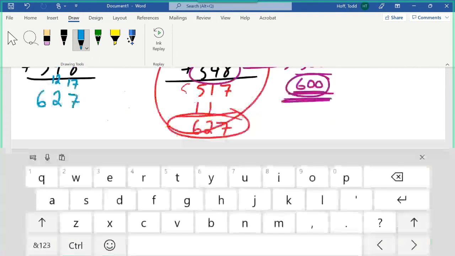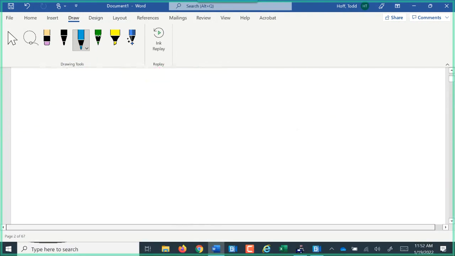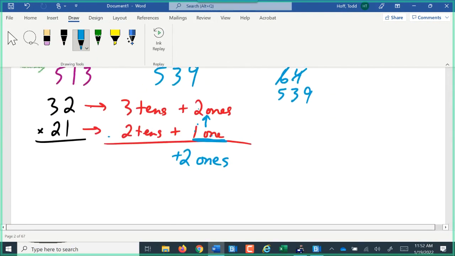Then we move over to the next digit of the top number. 1 one times 3 tens. Well, again, we combine counts. 1 times 3 is 3. Then we combine names. 1s times 10s is 10s. Again, anything times 1 is itself.